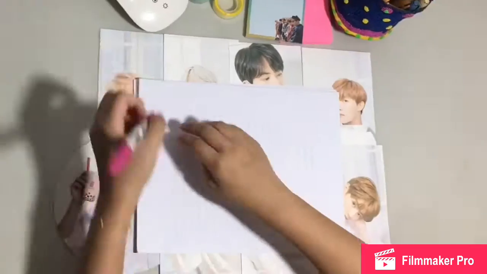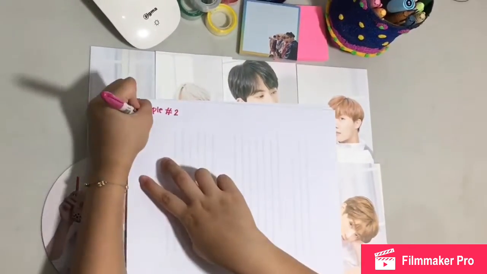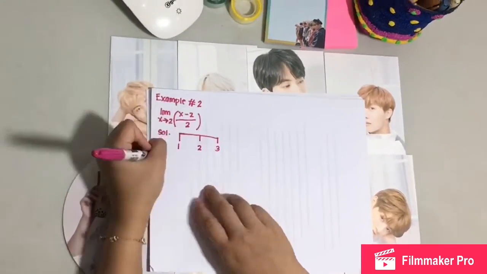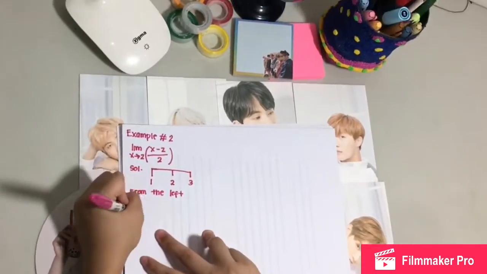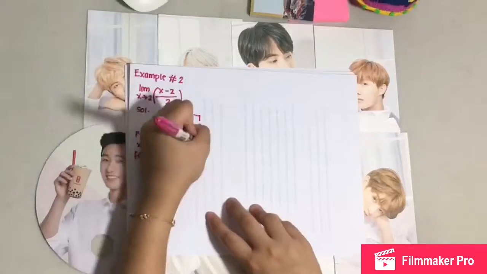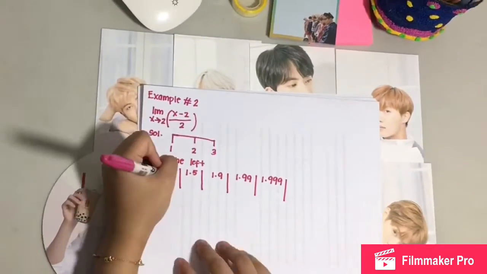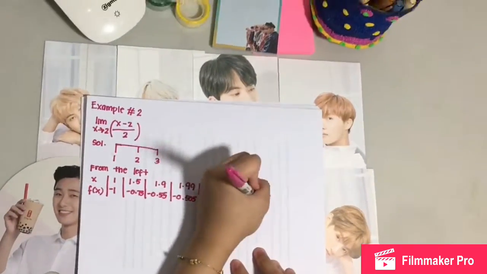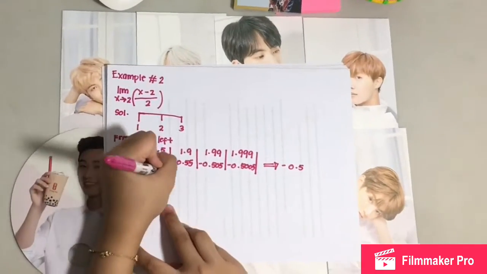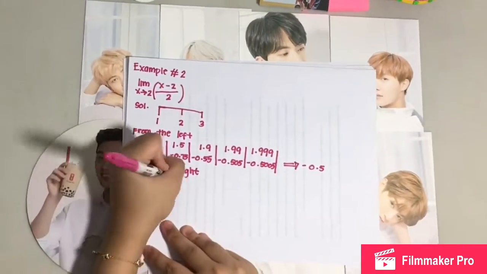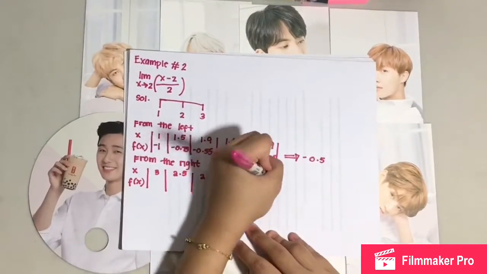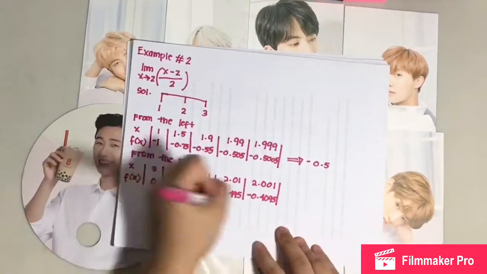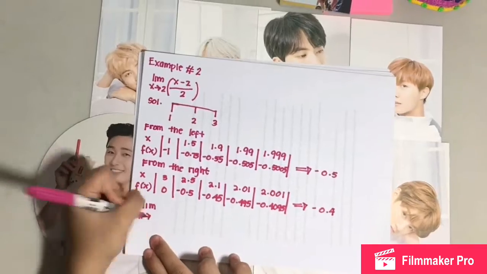Example number 2. Finding the limit as x approaches 2, we are gonna find the left side and the right side of the limit. Coming from the left side, we need values that are slightly less than 2. And coming from the right side, we are gonna choose values that are slightly bigger than 2. Now you need to remember this. If the left side limit and the right side limit do not have the same value, then the limit does not exist, or it is called DNE.